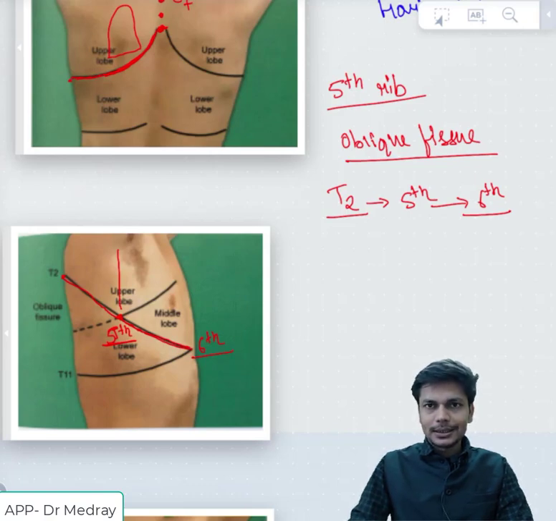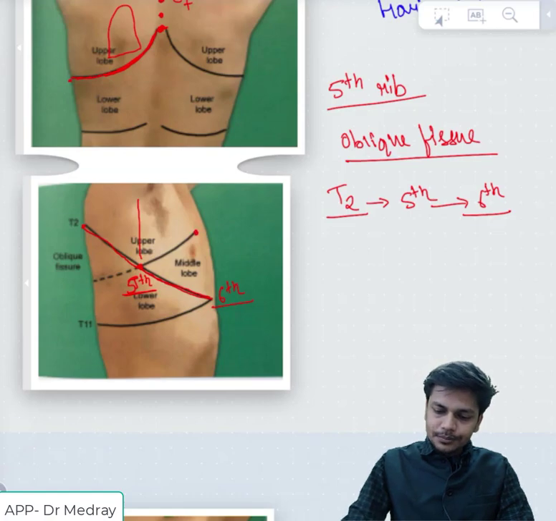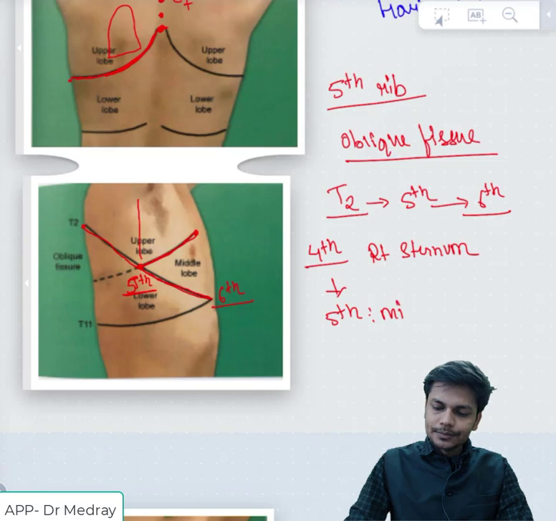Then what is the horizontal fissure of the lung? The horizontal fissure is drawn anteriorly. We start drawing it from the fourth rib at the right side of the sternum. We draw this line towards the mid-axillary line to reach the fifth rib in the mid-axillary line.